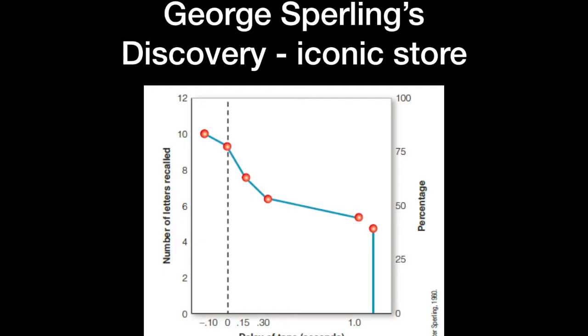With the partial report procedure, how many letters you can remember depends on when the tone signal is presented to demonstrate recall by writing what they remember. As you can see on this graph, participants remembered 10 letters when the signal was presented 100 milliseconds before the matrix disappears on the screen. But the more delayed the signal is presented, the fewer letters were recalled.